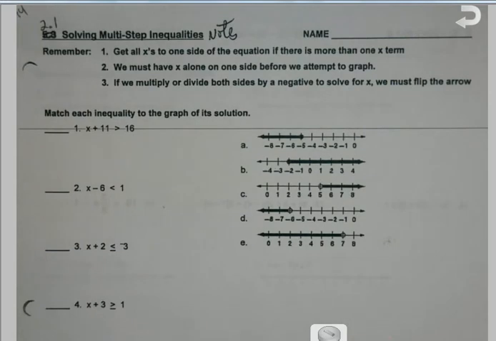Now, when we start with inequalities, and we've done some of this already, we've done the stuff with the arrows, kind of messed with that some. Now what we're going to do is we're going to get some that are a little bit bigger.